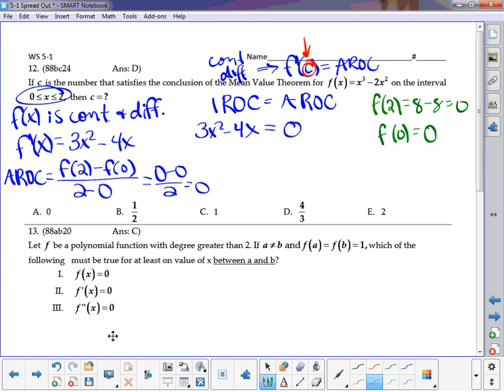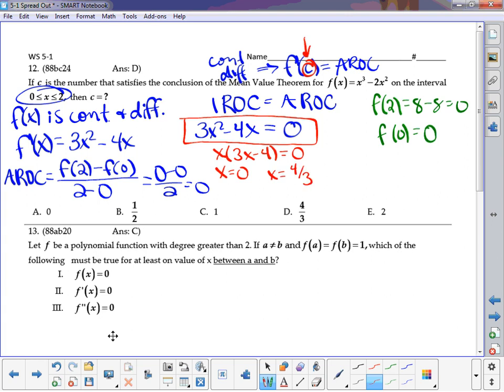So we need to solve this guy here. We're trying to find when does instantaneous equal average. Questions so far? So now it's just factor. X, so we have 3x minus 4 equals 0. So we have x equals 0, x equals 4 thirds.